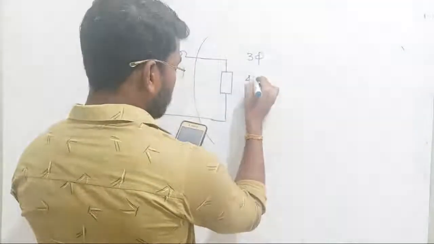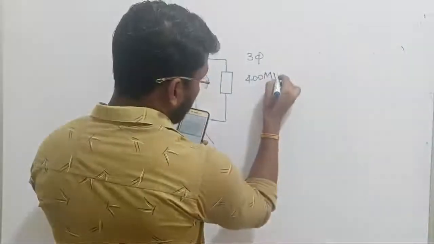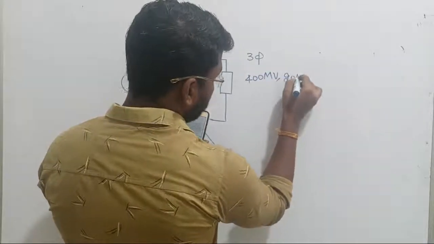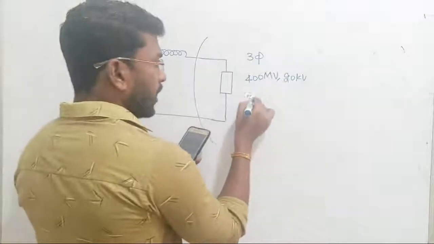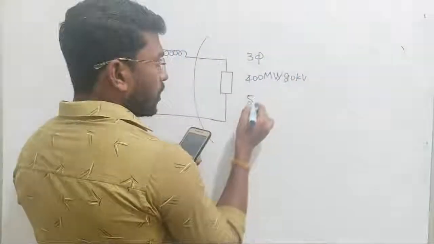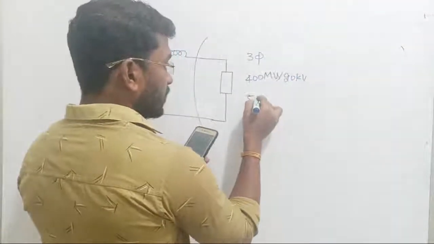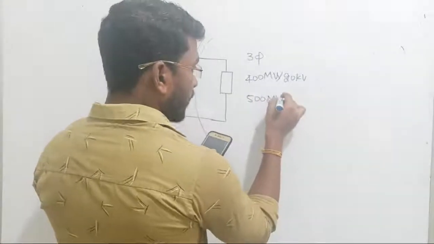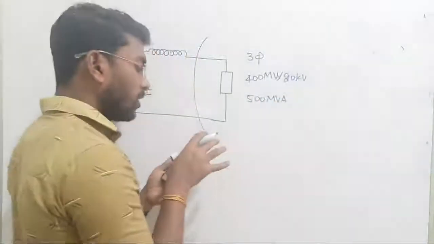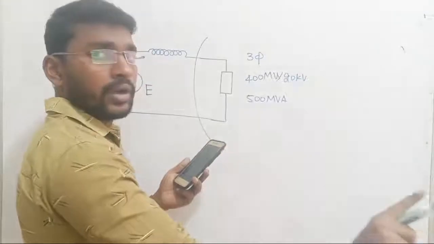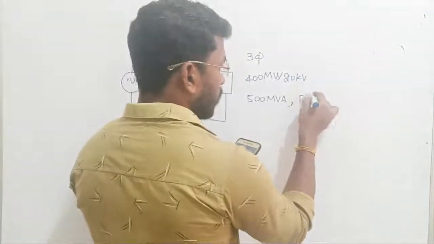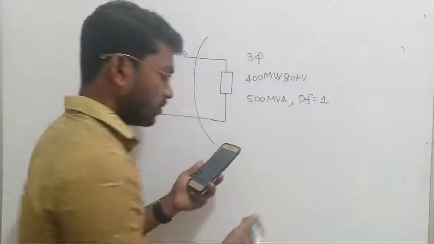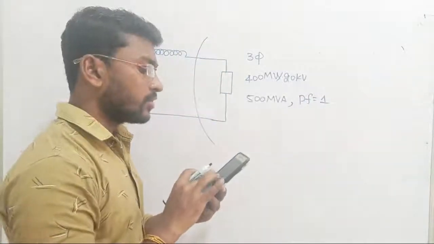So the resistive load value is given as 400 megawatt with 20 kilovolt, right? And the second thing, the MVA rating of the alternator was given as 500 MVA, right? Of course, that is also given. And the output load is connected at unity power factor, in the sense the power factor is going to be 1.